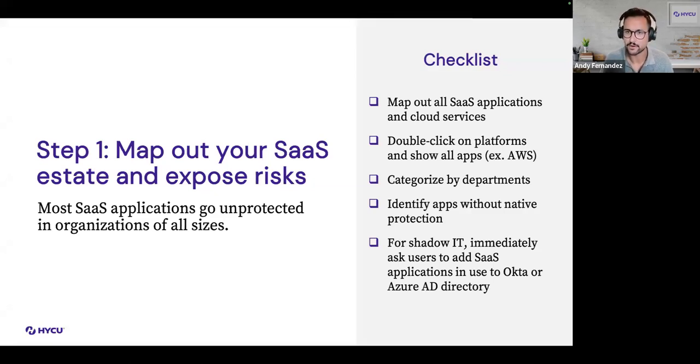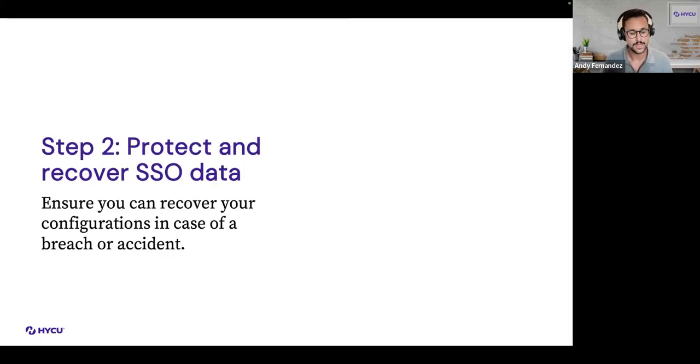You then want to be able to categorize by departments and then identify the ones that don't have backup and recovery in place. And of course, from a shadow IT perspective, you have to do everything that you can to help the customer start adding those applications to the directory. Now, that's step one, is exposing the problem.